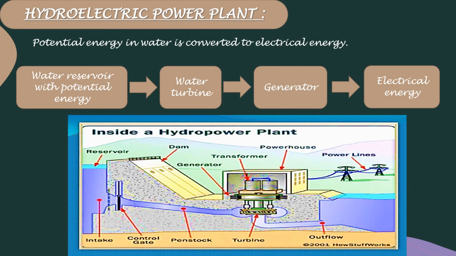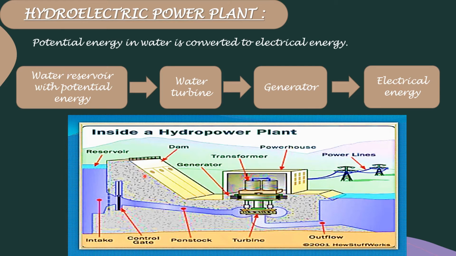Now let's learn about the hydroelectric power plant. In a hydroelectric power plant, potential energy in water is converted to electrical energy. High-rise dams are constructed on the rivers to obstruct the flow of water, and the stored water possesses potential energy.